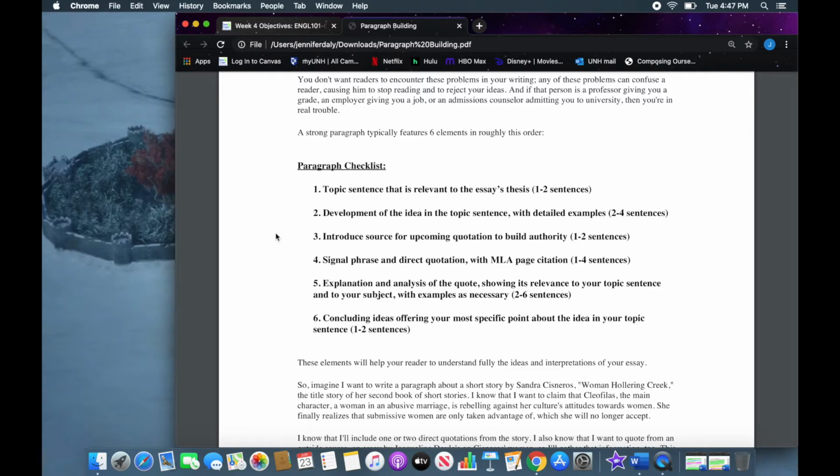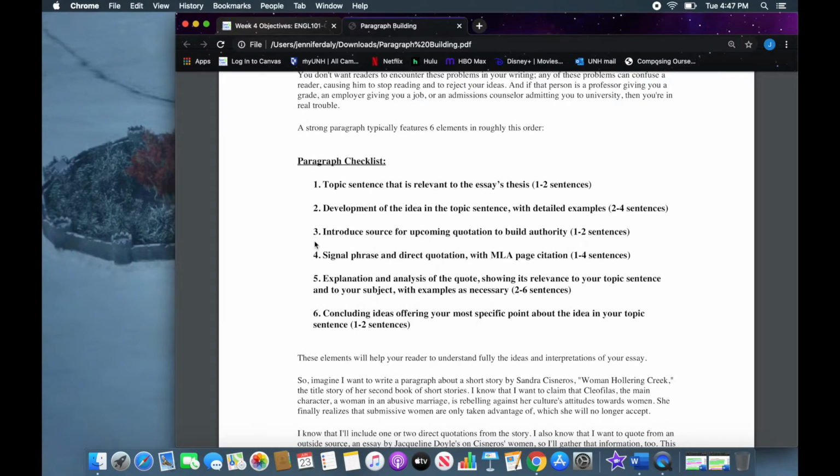We also need to build authority, okay, which is another reason for introducing the source. Renowned scholar X wrote in book, blah, blah, blah, which goes over, and then we introduce our quote with a signal phrase, okay? The signal phrase is very important. If a quote does not have a phrase that it is attached to that tells the reader how the quote fits into your idea and where it's coming from, it's called a dropped quote.